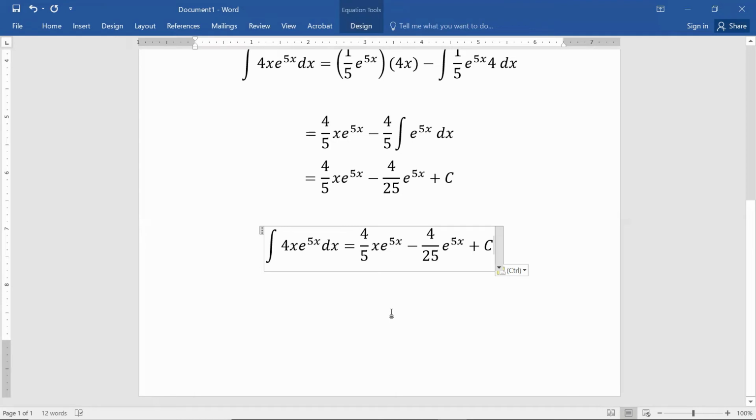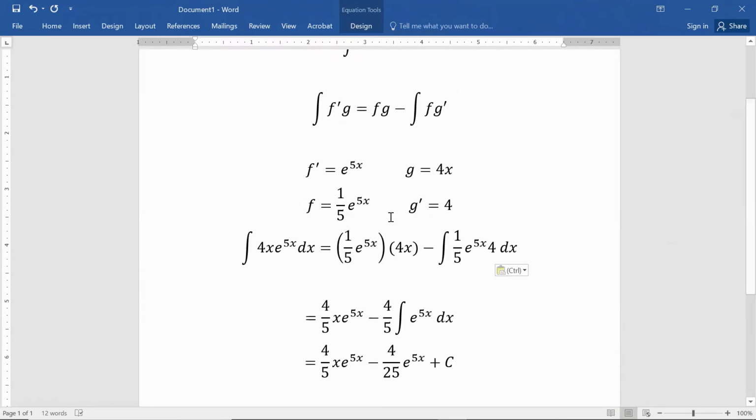That's how we do integration by parts when we have a polynomial times an exponential function. We let the exponential function be the f prime. We let the polynomial be the g. Remember, when you go from f prime to f, you do antiderivative. When you go from g to g prime, you do derivative.